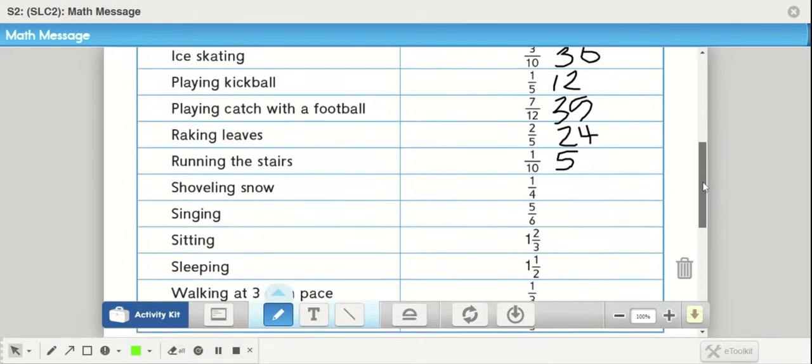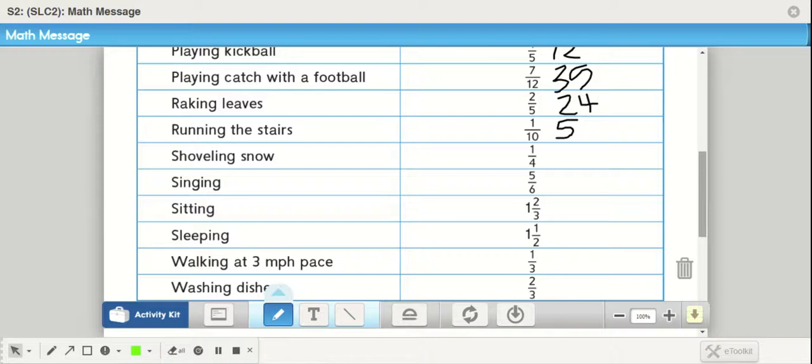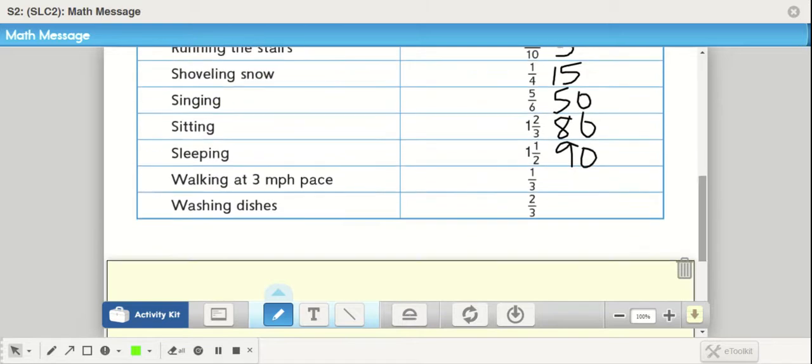I took over skiing. Shoveling snow, 1/4, so that would be 15 minutes. Singing, 5, 6, so 6 times 12 is, or no, 6 is 10, 5 times 10 is 50, so it takes me almost a whole hour to burn the calories singing, which makes sense. Sitting is going to take you more than an hour, so it takes you 80 minutes. Sleeping takes you 90 minutes. Walking takes you 20, and washing dishes takes you 40.